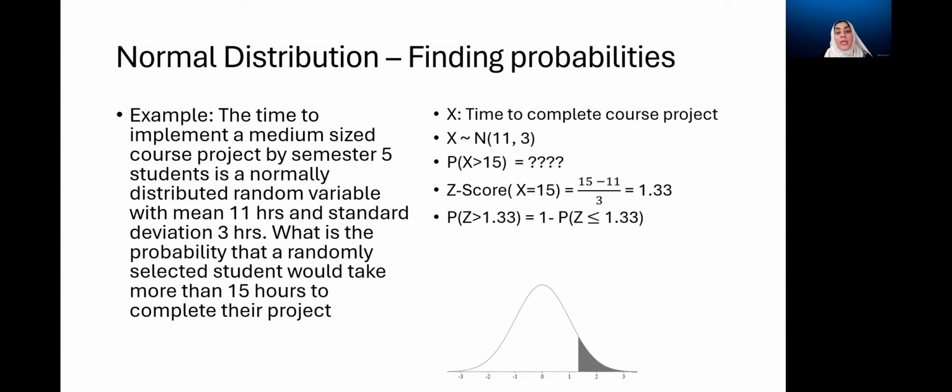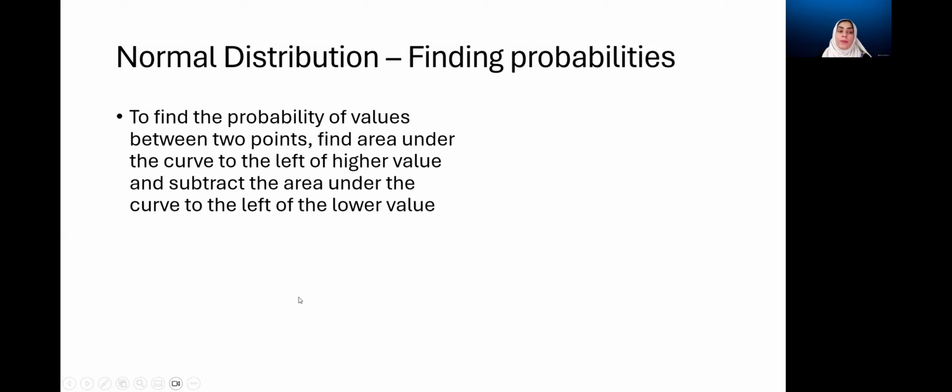From the lookup table, we get the probability of z less than 1.33 as 0.9028, and we subtract it from 1 to get the desired probability, which is the probability of z being greater than 1.33, and actually the probability of x being greater than 15 hours. So this is the probability: there is a 9.18% chance that a randomly picked student would take more than 15 hours to complete their project.